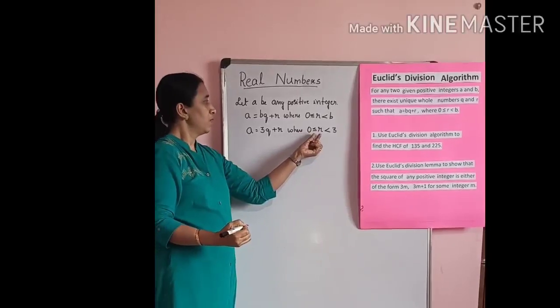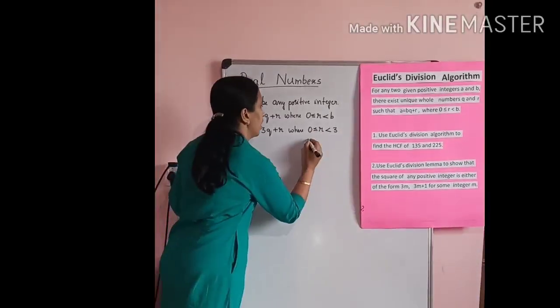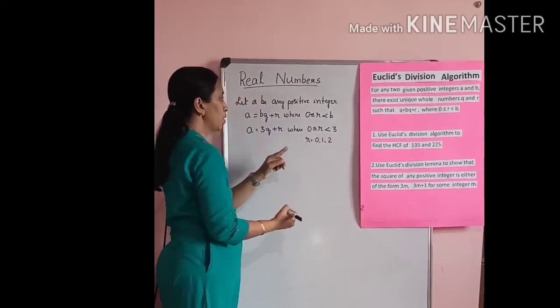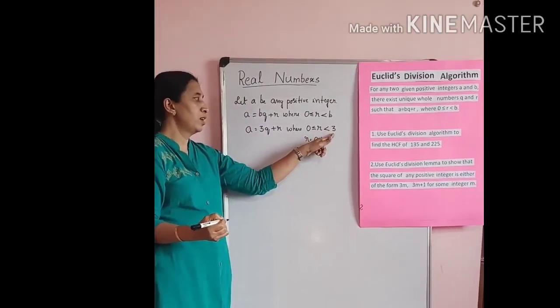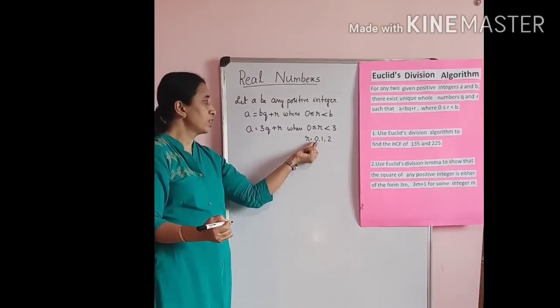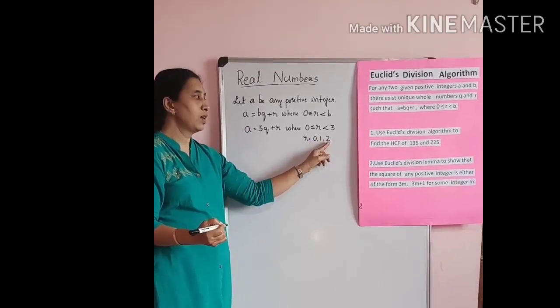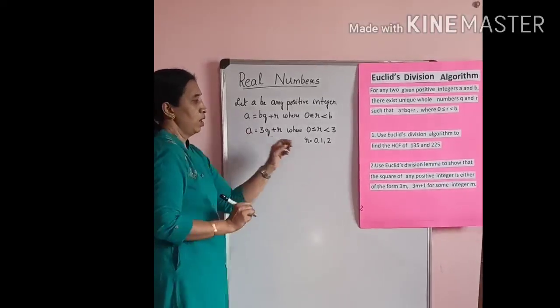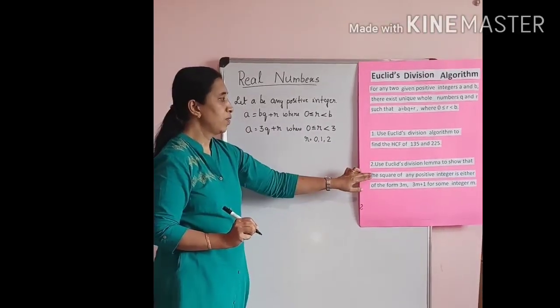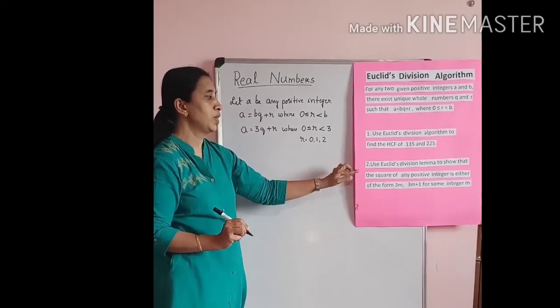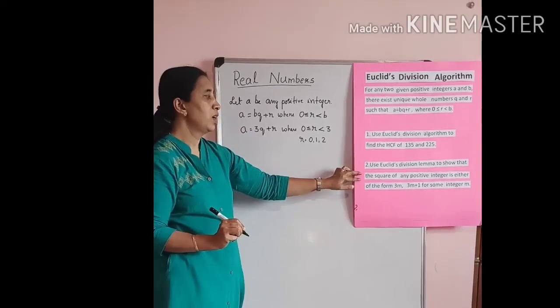Now the condition will be r is greater than or equal to 0 and less than 3. Now we should have the remainders as r is equal to 0, 1 and 2, because remainder should be less than 3. That means we should get 3 cases: when remainder is 0, when remainder is 1 and when remainder is 2. Now we have to show that the square of any positive integer is of the form 3m or 3m plus 1 for some integer m.